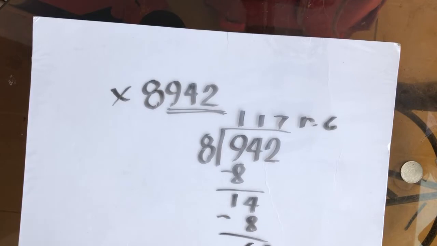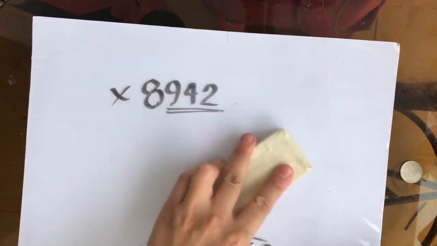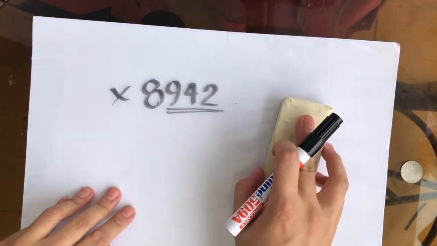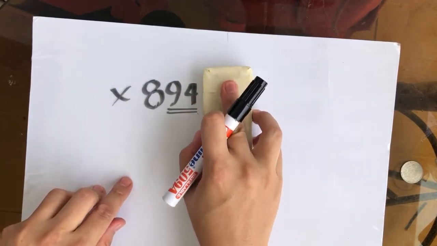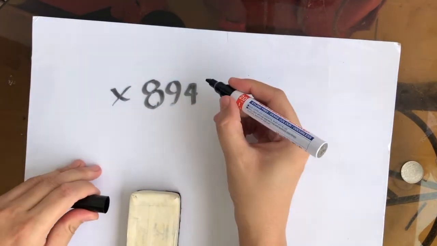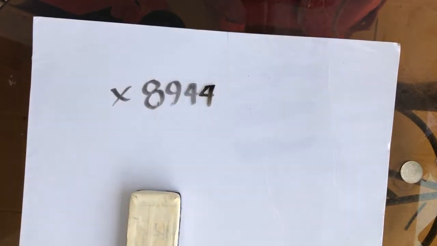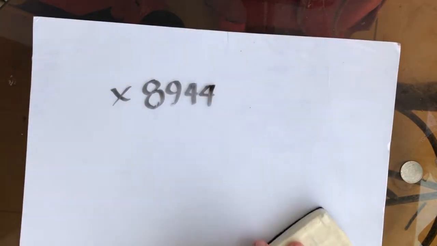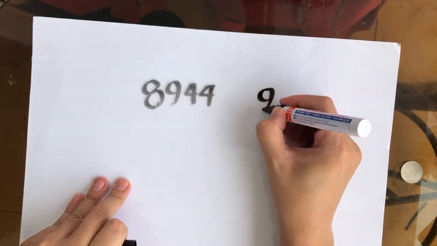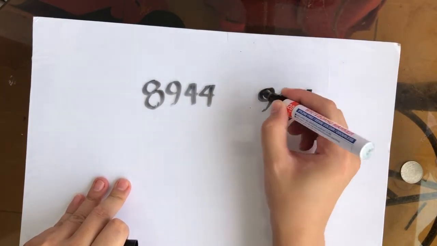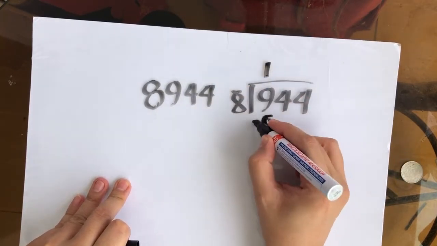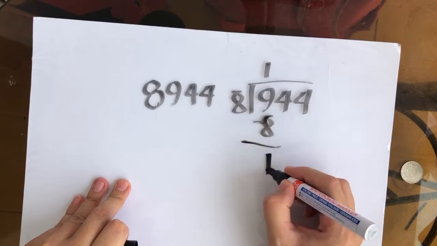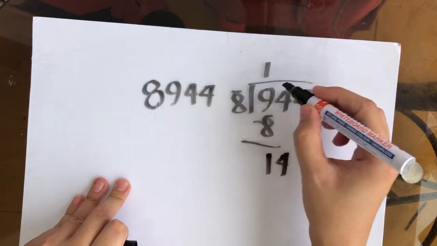Oh, ayan. Meron akong nakita. So, let's try that one. Subukan ko kunyari na instead of 8,942, gawin ko siya na 8,944. Okay? So, subukan natin. Divide natin siya. 944 divided by 8. We have here 1 and then 8 dito. 9 minus 8, we have 1. Bring down 4. 14 divided by 8.